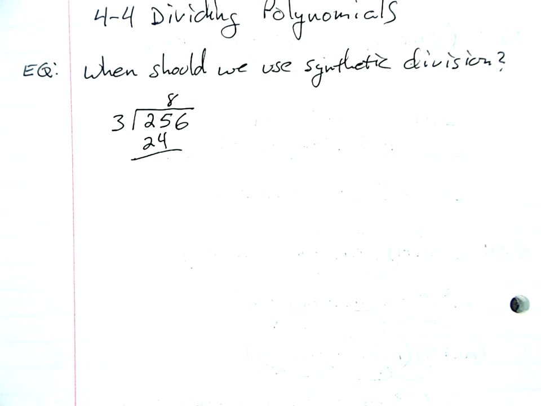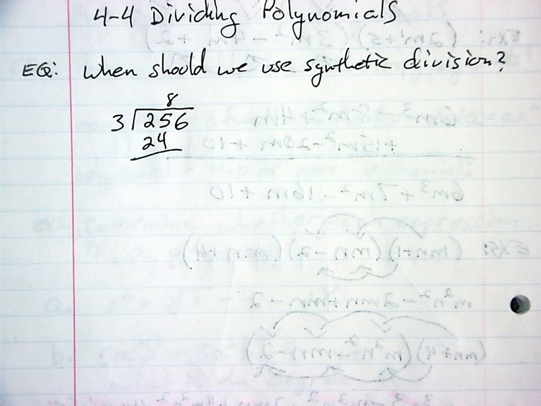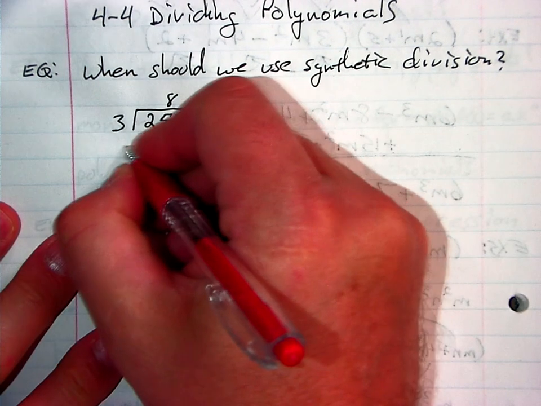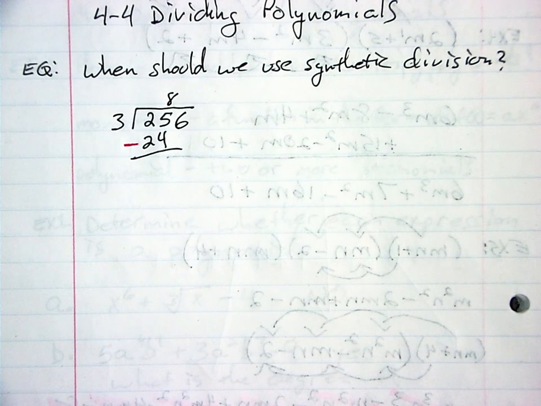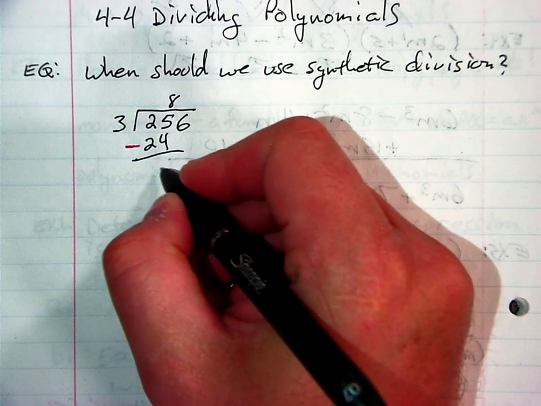What do I do now? I subtract. But why do I subtract? That's a positive 24, so why do I subtract? To get the difference in order to bring down the next number. So we do the opposite sign. So 25 minus 24 is 1.